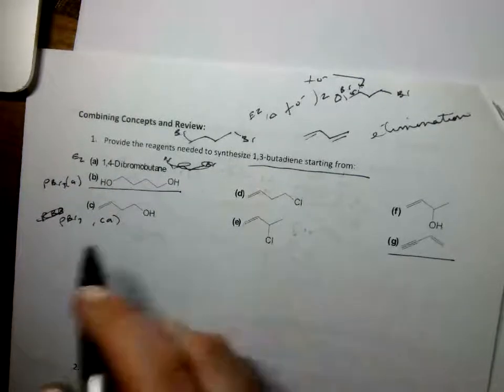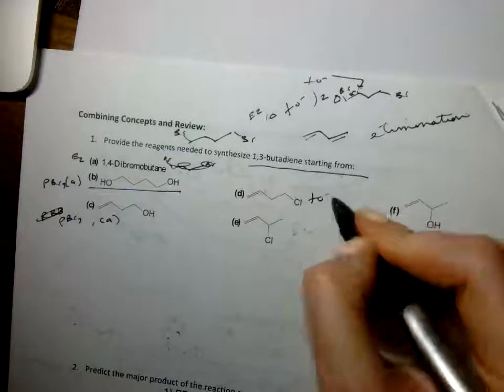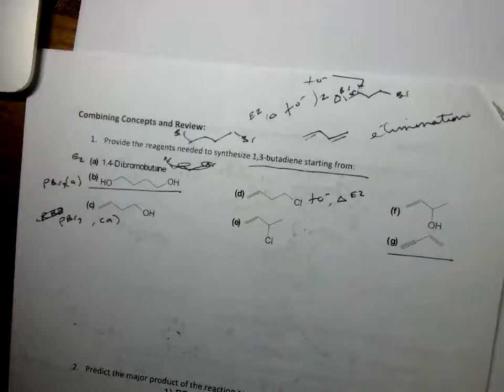Part D is very similar to part C. We don't even have to convert it to a good leaving group. We just need our big nucleophile and heat to encourage an E2 reaction. So these are all very similar. If you have other ideas about how you would do this reaction, it's possible that they would work. You just need to make sure you know exactly what it is you're doing so that it would accomplish the goal that you think it will. So if you're not sure and you want to check with me, you can just email me.